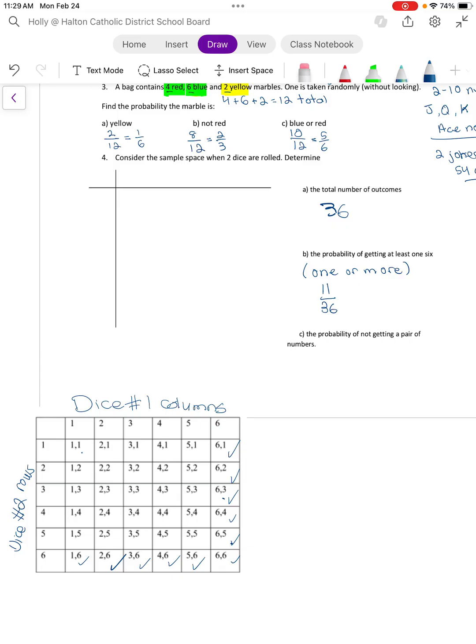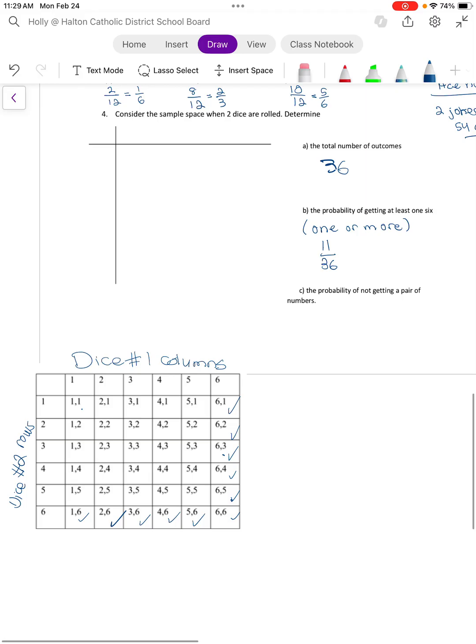And again, this is theoretically. So in theory, this should happen. If I perform the experiment, I'm most likely going to have a different outcome, but it should get close to the theoretical probability the more times I repeat it.